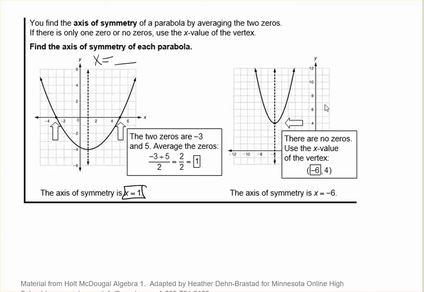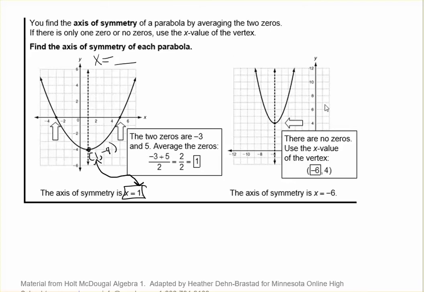The x-coordinate of the vertex is 1, and let's see, the y-coordinate would be -4. So the x-coordinate does match up to your axis of symmetry, but you have to write x equals before you'll get the correct axis of symmetry.